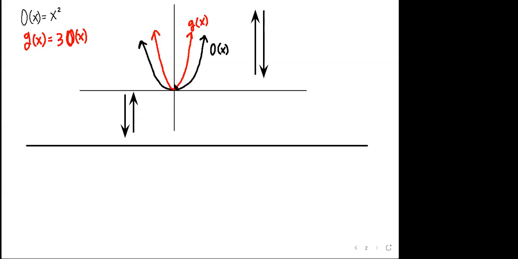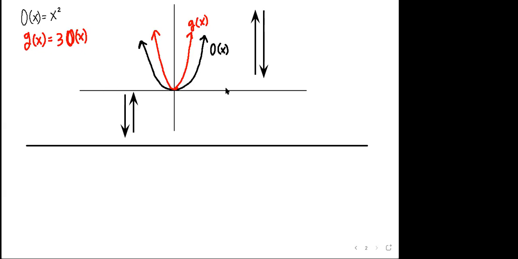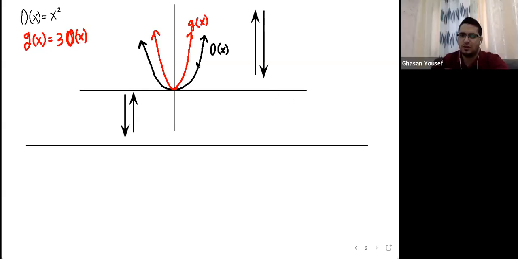Stretch, it will be like up. But shrink means the curve will go down, like you push the curve. Suppose you push it down to the ground. This is the ground. When you push the black curve to the ground, it will be something like this. Understand? This means shrink.